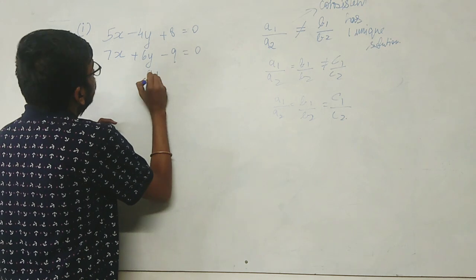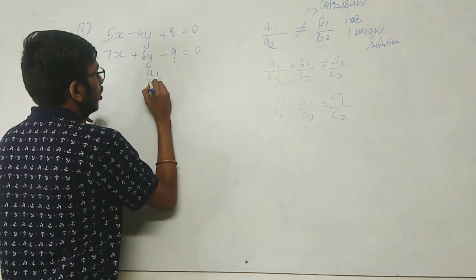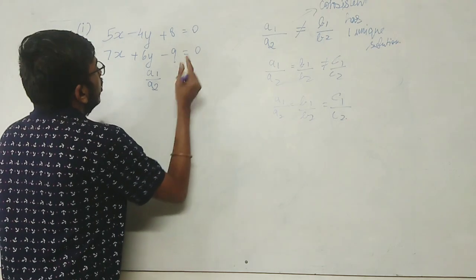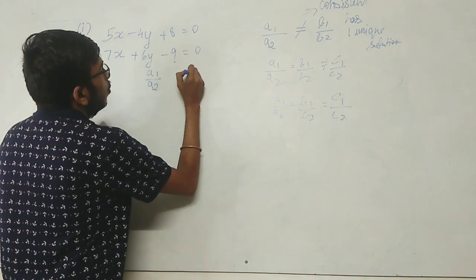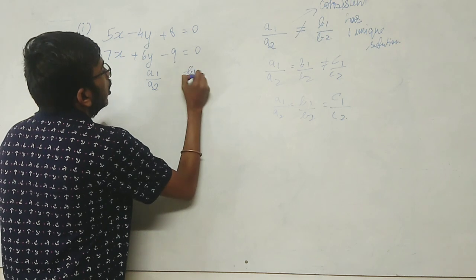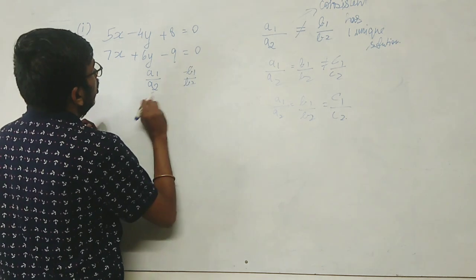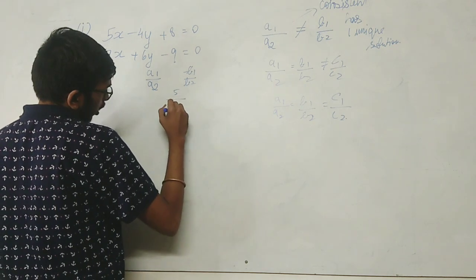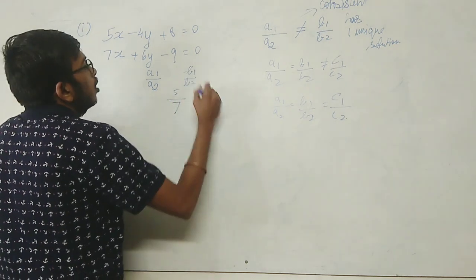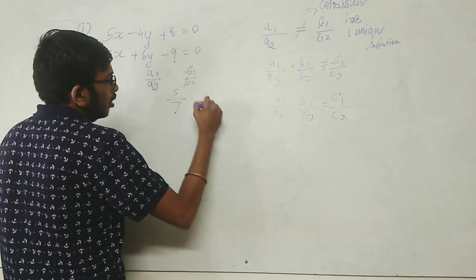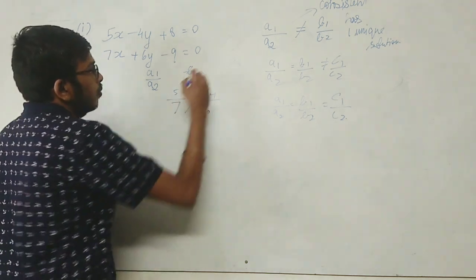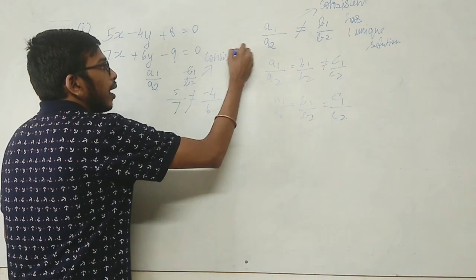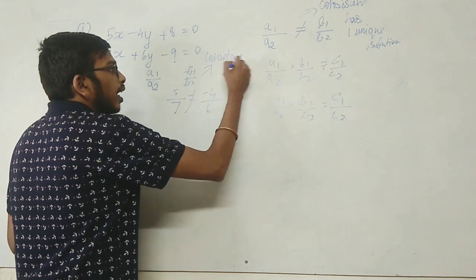So a1 is 5 here, a2 is 7 here. Therefore, a1 by a2, and let me just find the b1 and b2. So b1 is minus 4. a1 by a2, b1 by b2. Here a1 is 5, a2 is 7, and b1 is minus 4, b2 is 6, and both of them are not equal. So this is a consistent pair, and it has one unique solution.